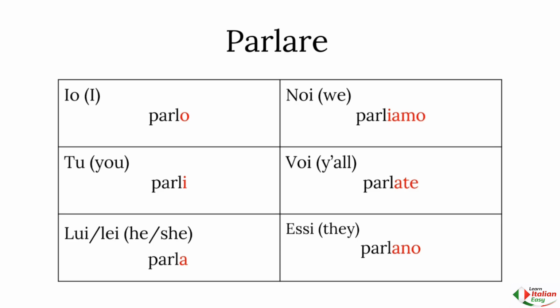Parlare is a very regular verb. So, io parlo, tu parli, lui, lei parla, noi parliamo, voi parlate, essi parlano. Okay, so basically what you need to do is to take the verb root, so the part of the verb without are, and you attach the desinences, the endings.